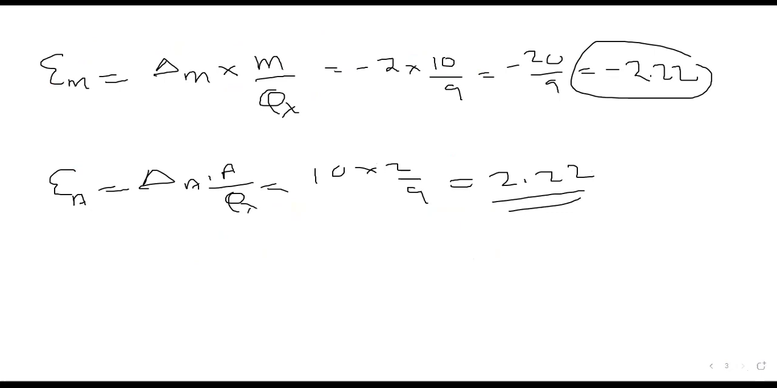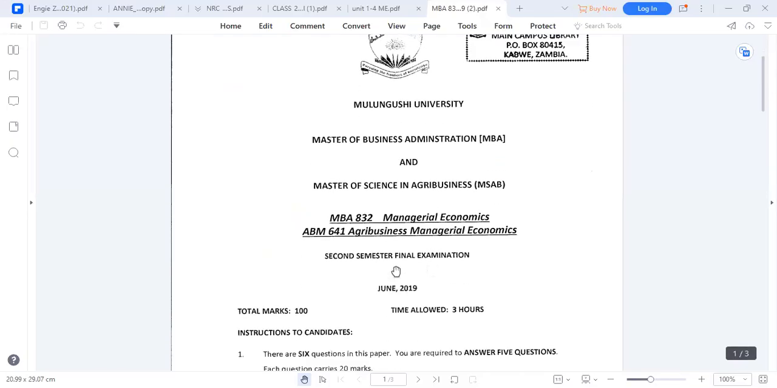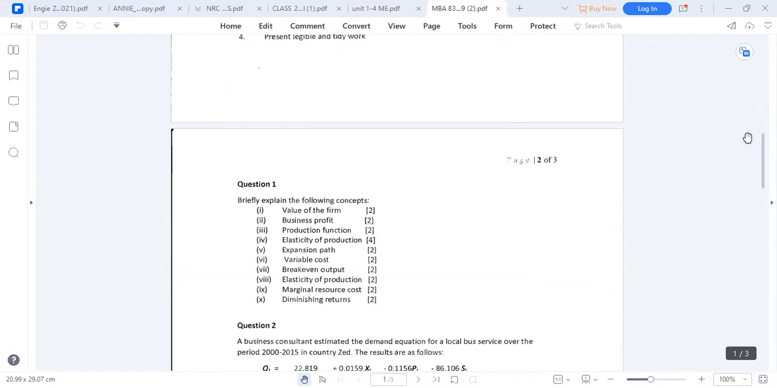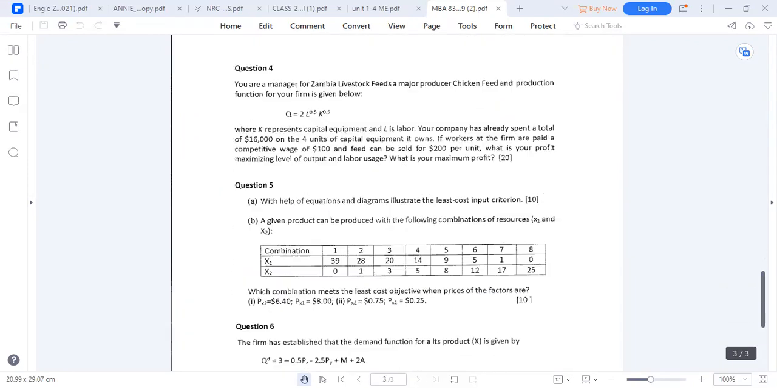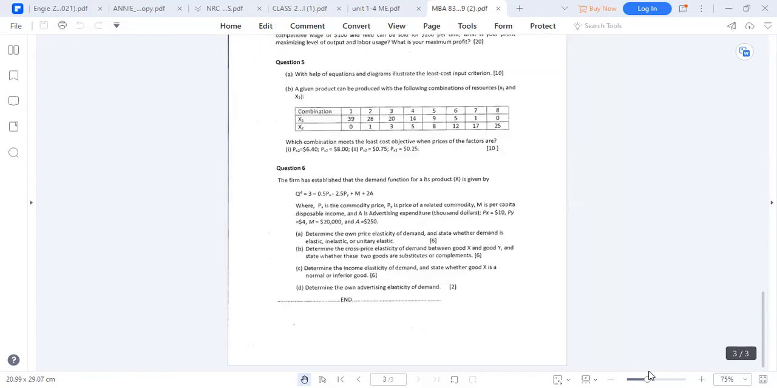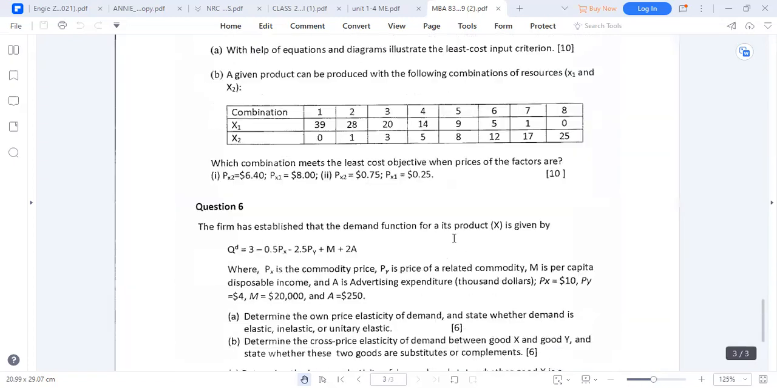So let's go to an exam paper. We'll see how the questions come. This was a 2019 paper. So we're going to look at elasticity. I think it came in this question, last question. So here we're told the firm has established the demand function as follows. Now, one thing that you also need to understand in analysis before you even go through the computation, these are just hints that I'll give you.